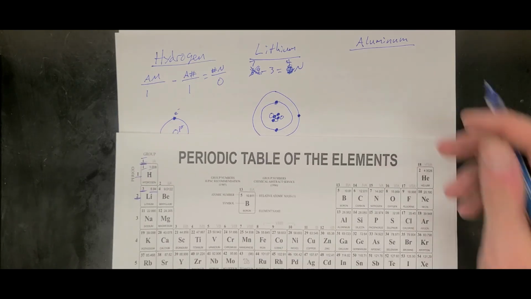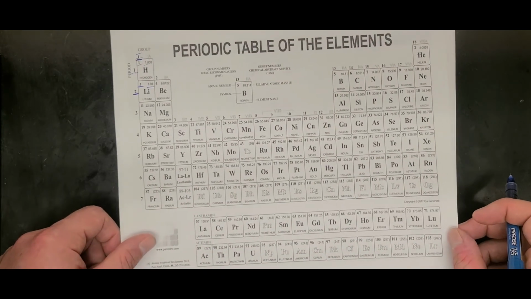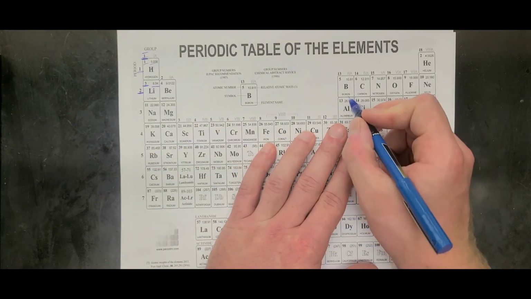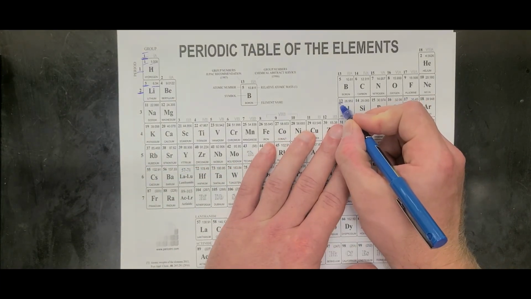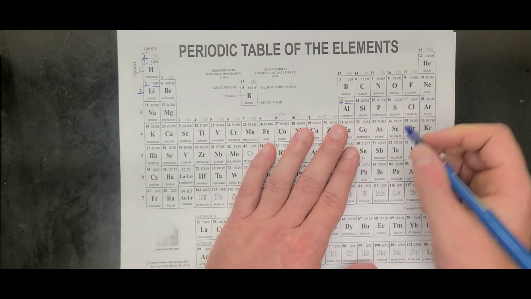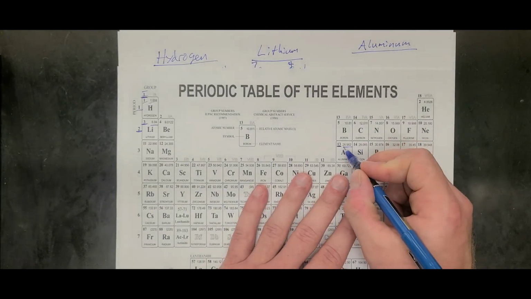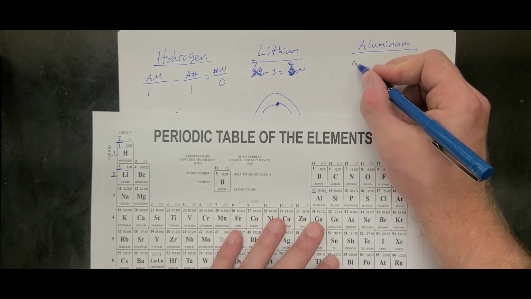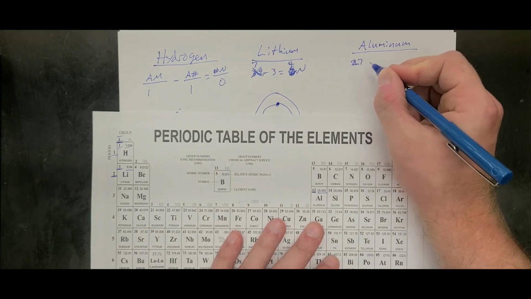So aluminum, if we take a moment and look on our periodic table, aluminum has an atomic number of 13, and it's got an atomic mass of, that might be hard to see, but that's 26.98. So 26.98 rounds to 27. So AM is 27. We'll just write 27 here.